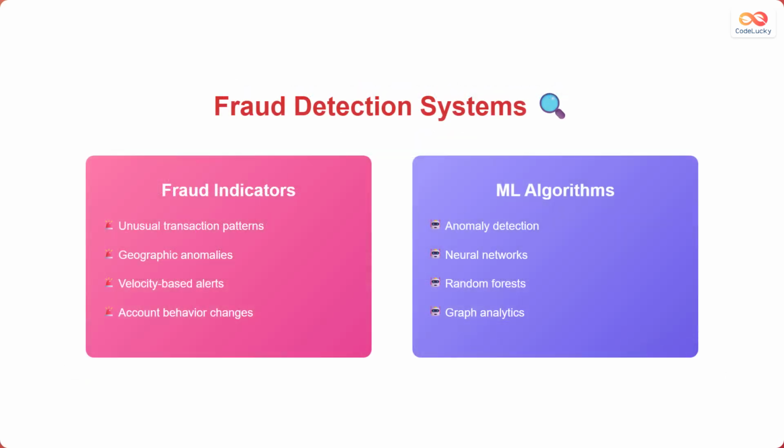Next, we'll explore fraud detection systems. Some of the key fraud indicators include unusual transaction patterns, geographic anomalies, velocity-based alerts, and changes in account behavior. Machine learning algorithms such as anomaly detection, neural networks, random forests, and graph analytics are used to identify and prevent fraudulent activities.